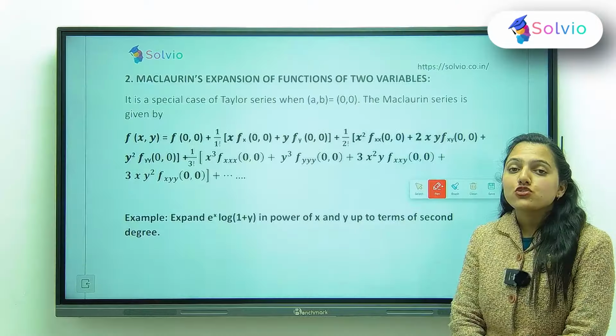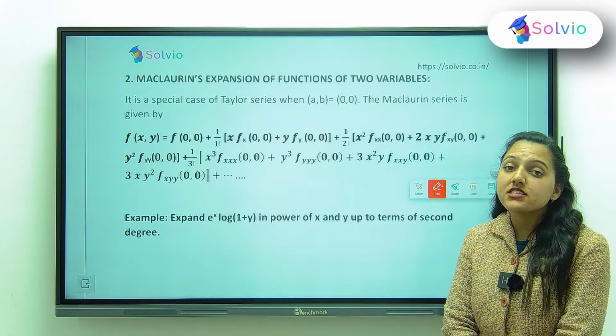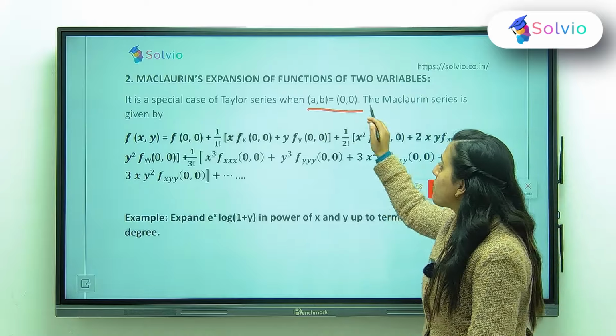I am going to discuss the topic of Maclaurin's expansion of functions of two variables. Maclaurin expansion of functions of two variables is a special case of our Taylor series. Here the point (a, b) is equal to (0, 0).